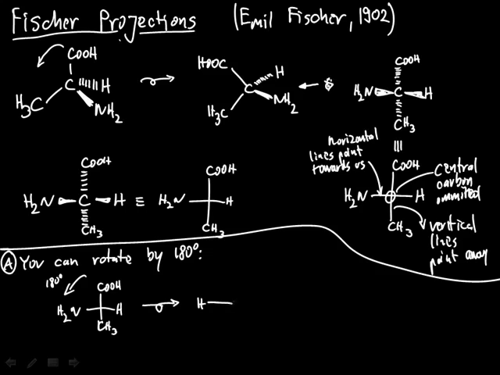Your hydrogen will be here, NH2 will be here, CH3 will be here, and COH will be here. But the point is that still the horizontal lines are wedges, because if you rotate by 180 degrees, you did not switch the horizontal and the vertical lines, you just switch the two sides of the horizontal and vertical lines. And so this structure is still accurately representing the original molecule of alanine we started with.